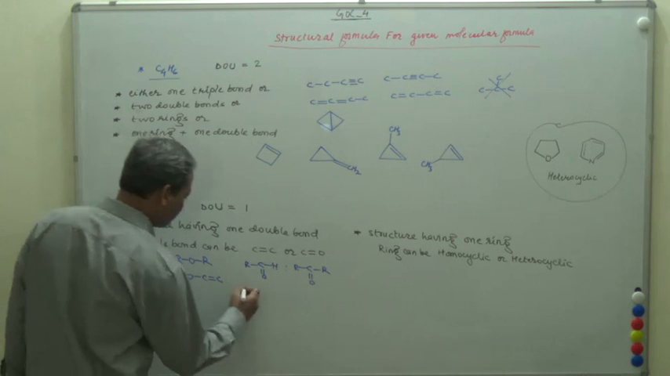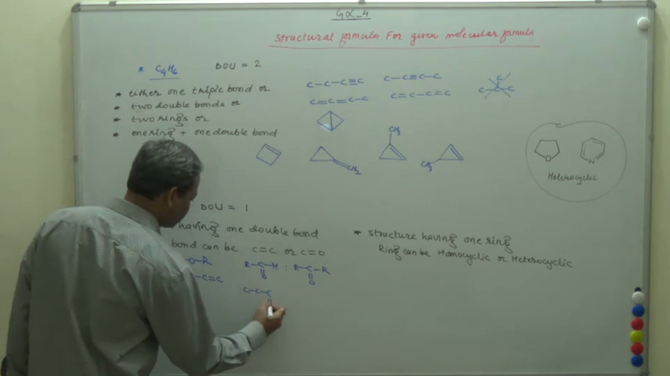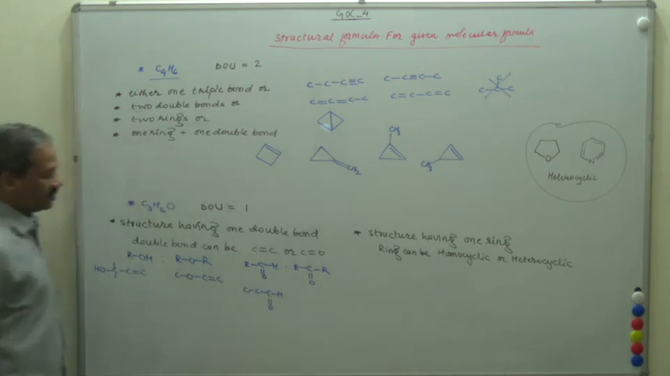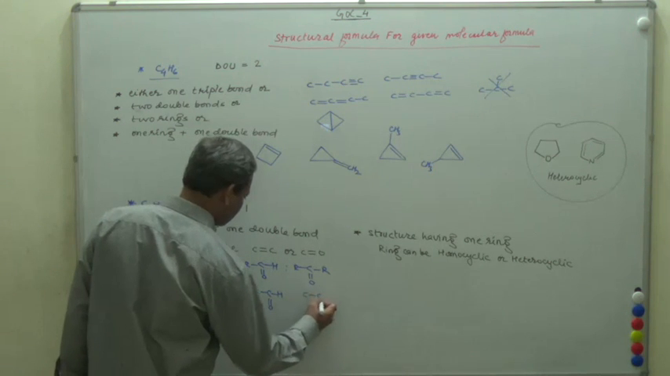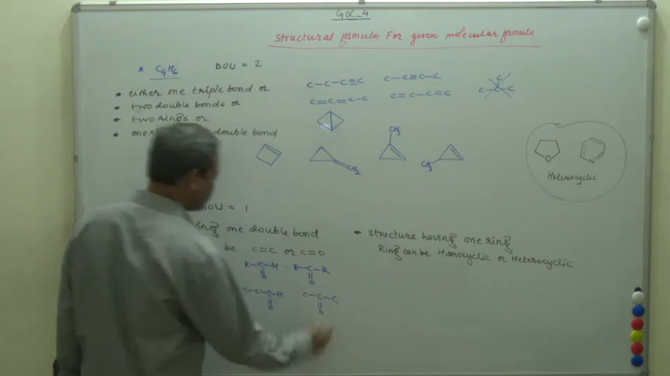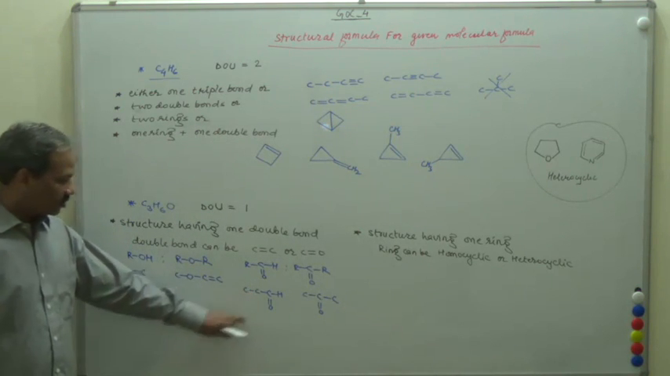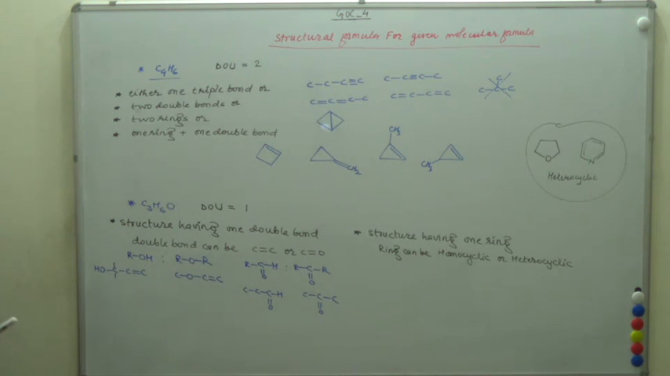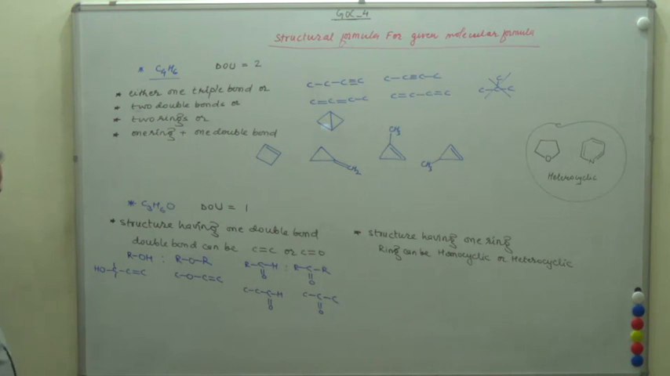So there are a total of 3 carbon atoms. So for 3 carbon atoms, it can be either this aldehyde or this type of ketone. Thus we have to place hydrogen atoms to complete the valencies of these carbon atoms. So all of these structures have 1 double bond.